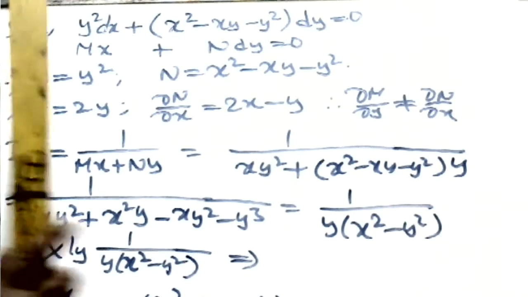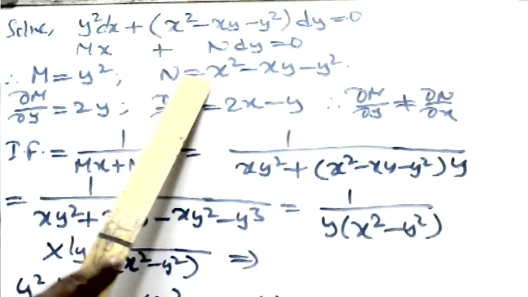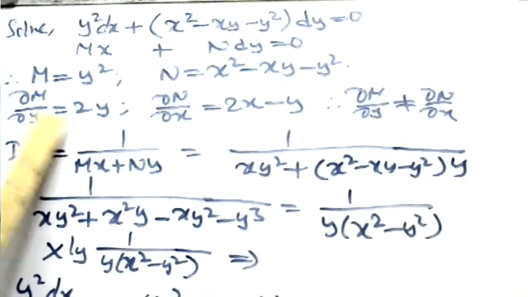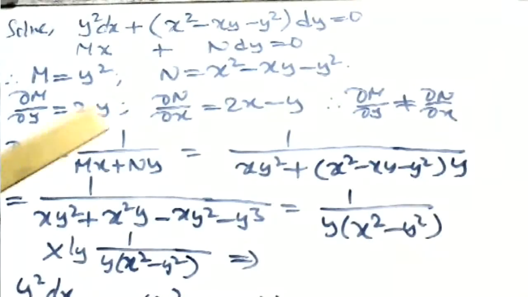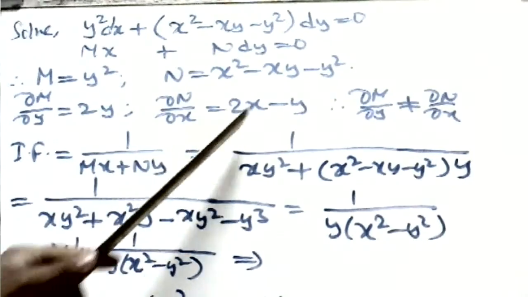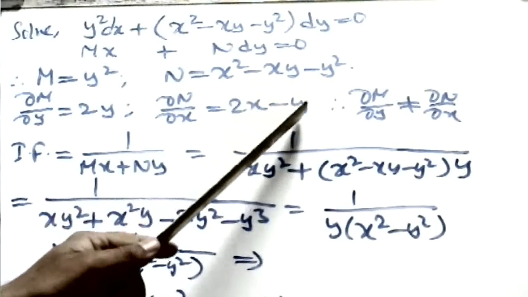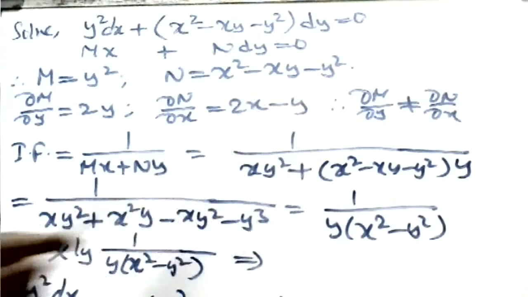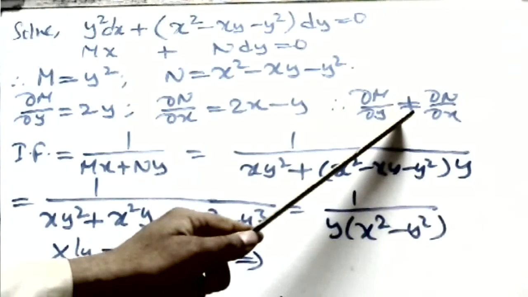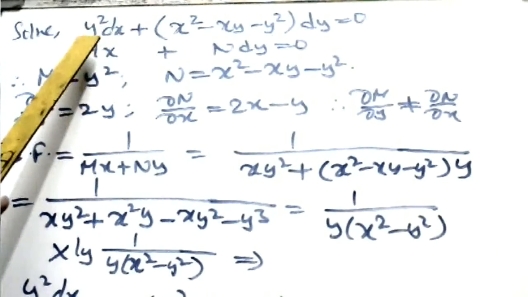See here the next question. Now compare this. This is M, this is N. Now if you differentiate ∂M/∂y, this will be 2y. And when we differentiate N with respect to x, x square is 2x, xy is y, constant is 0. These two are not equal, therefore this is not of the exact form.